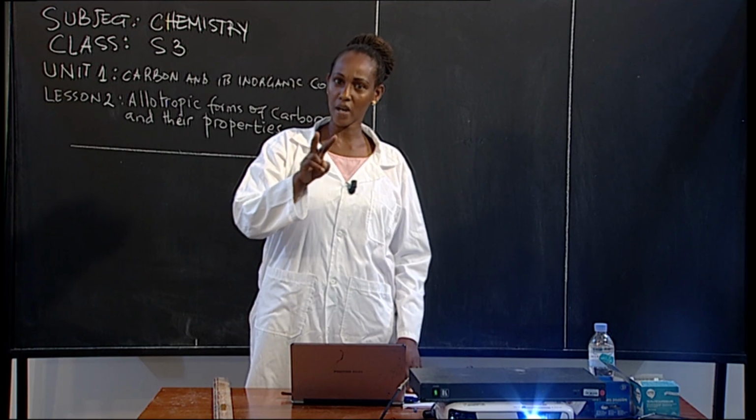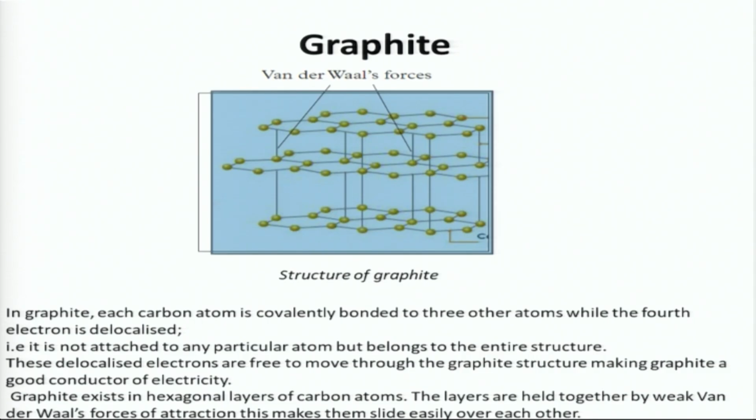So today we are continuing with graphite. You remember we had talked about carbon existing in 2 forms: the crystalline form and the non-crystalline form. We said the crystalline form has 2. Naturally, it exists in 2 forms, that is graphite and diamond. We had discussed diamond. So we are continuing to look at graphite.